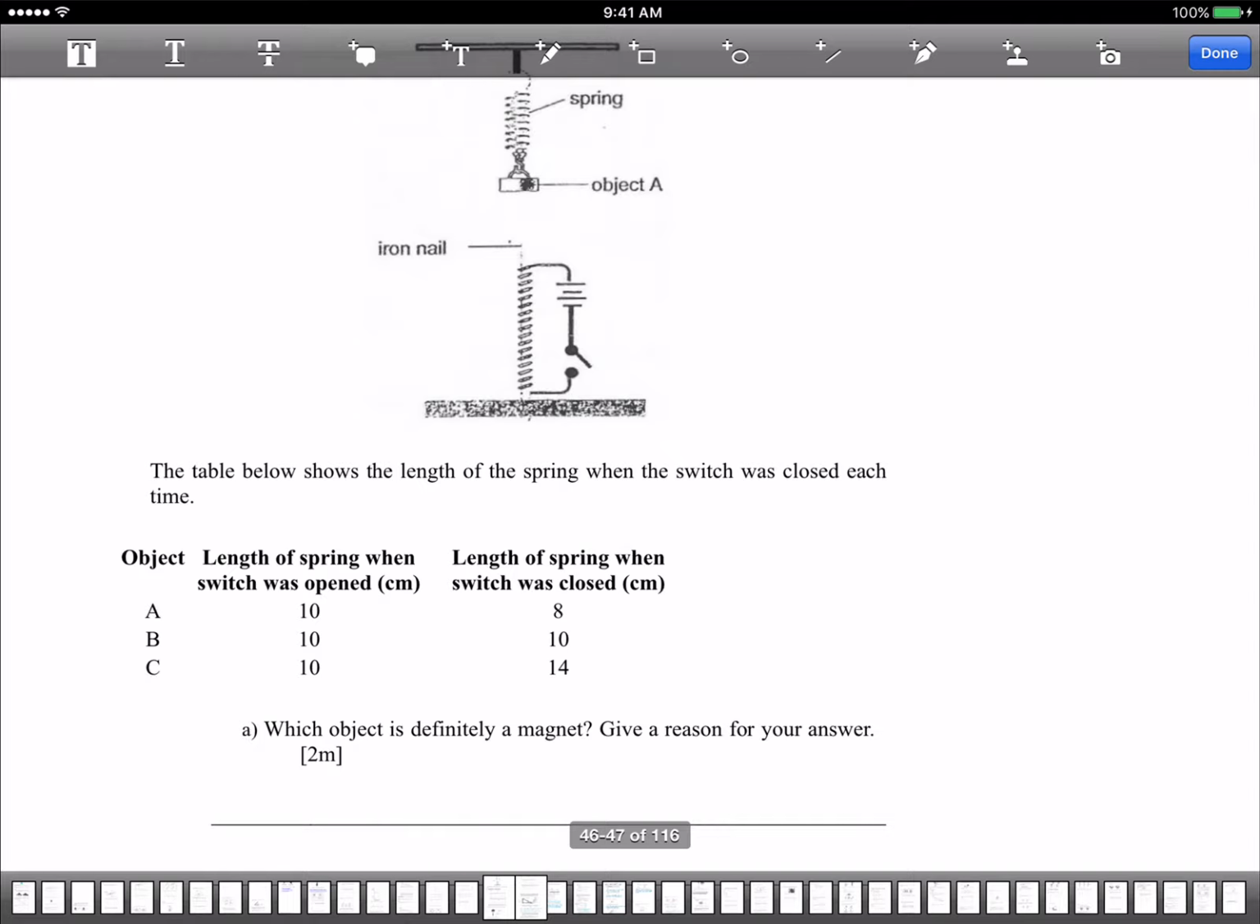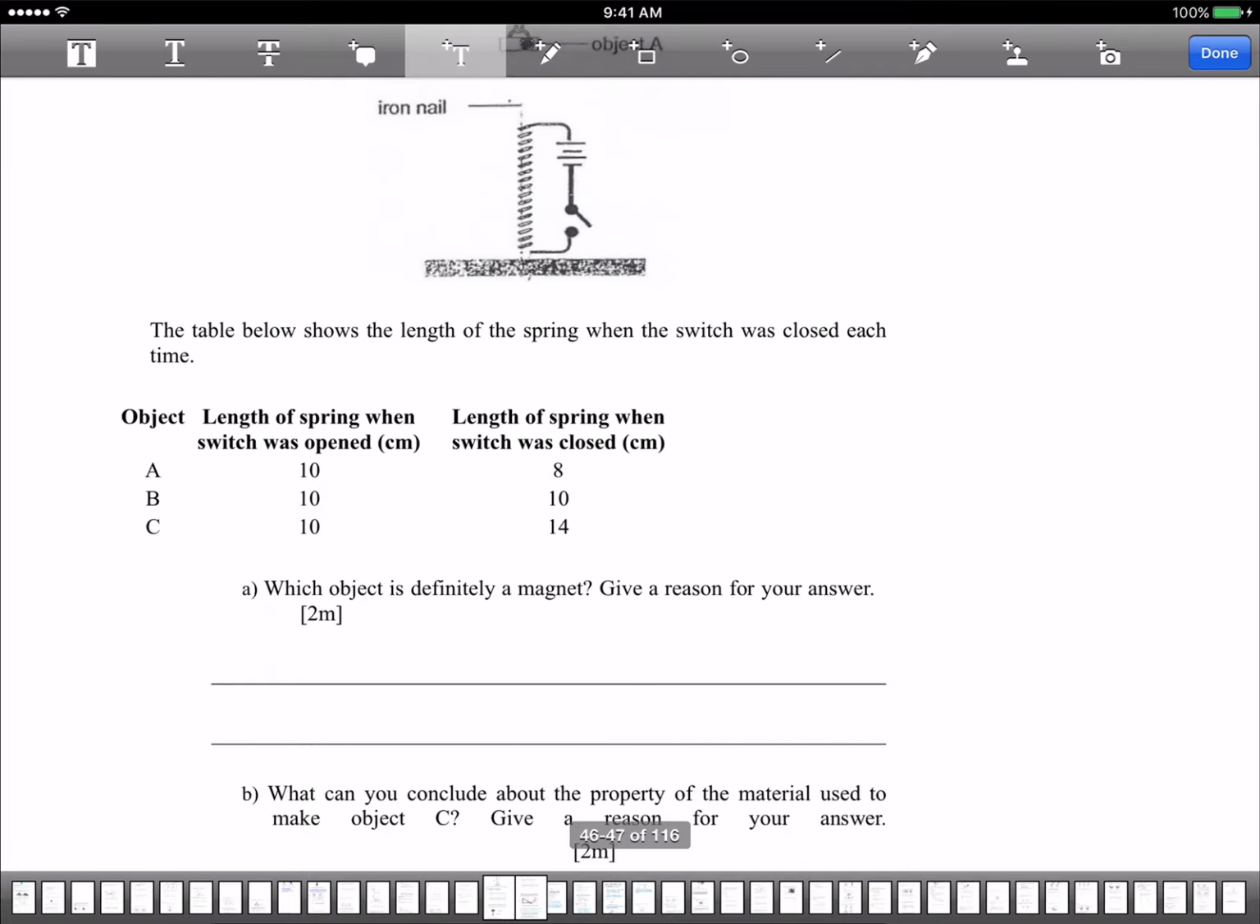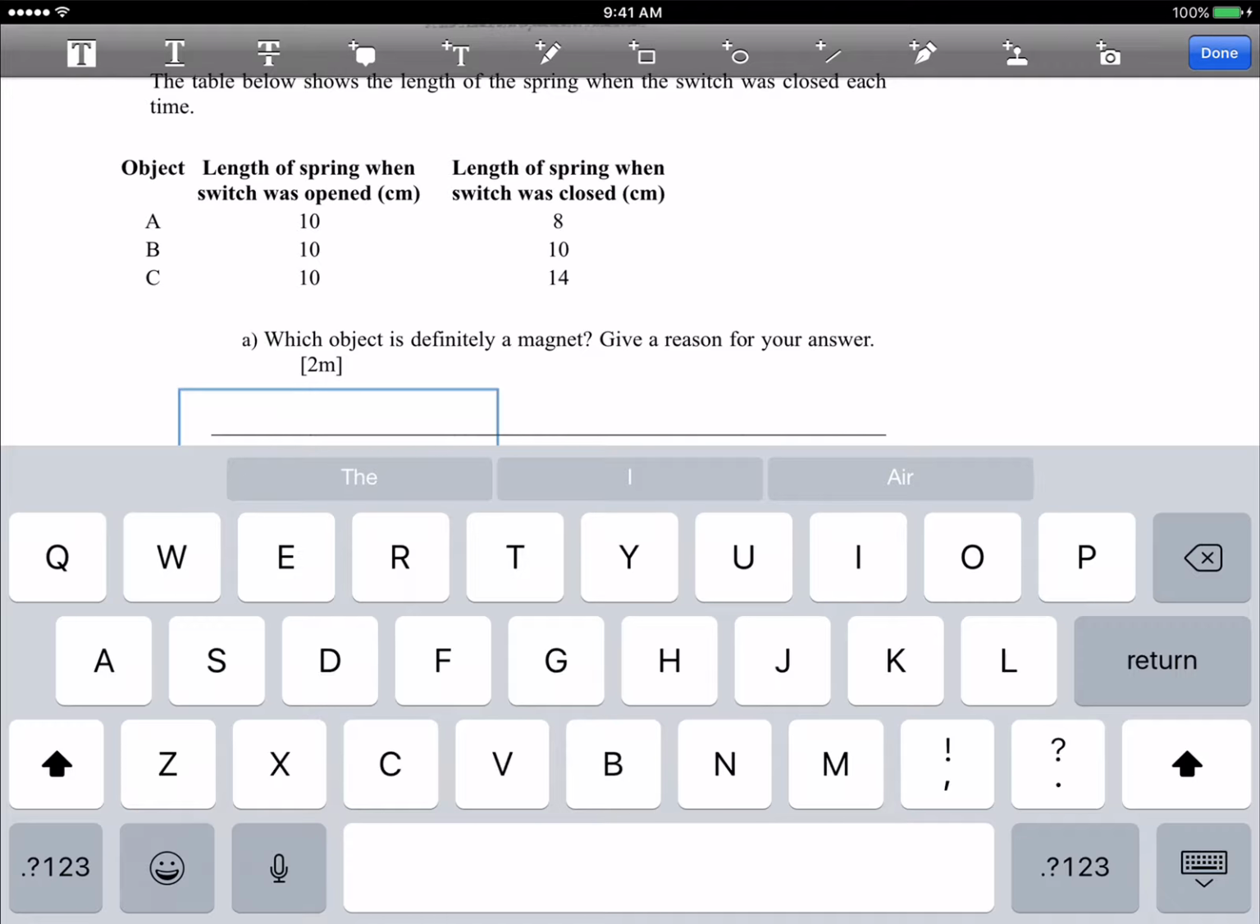So if you look at this option, now there are several numbers here. We have 8, 10, 14. Which one shows repulsion? A. Why? The spring actually got shorter. Yes, very good. This spring here became shorter because this electromagnet actually repelled the object. Okay, so you need to understand the options, right? So the answer is A.